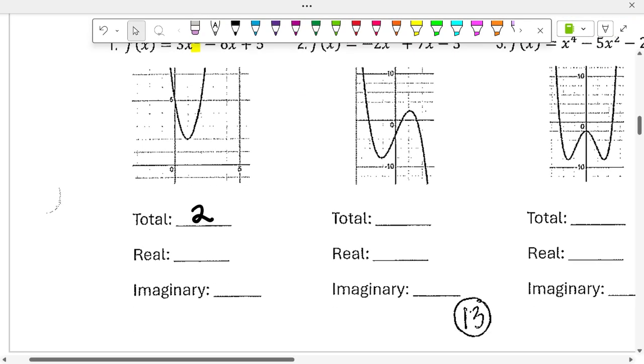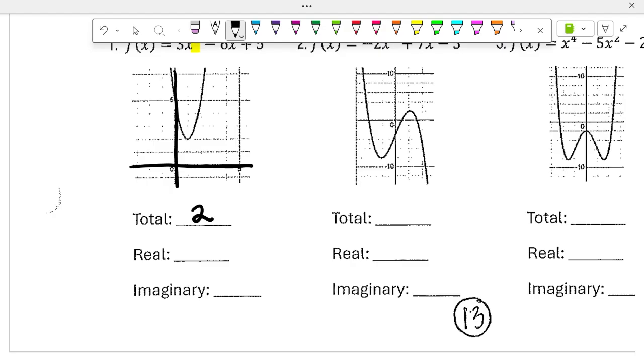Now, it's a little hard to see, but we then need to find the real roots. And here's where the axes are. Based off of where the axes are, how many real roots do I have? How many times does it cross the x-axis? 0. So that means I have how many imaginary? I'm supposed to have 2 total. 0 of them are real. So that means how many are imaginary? 2.